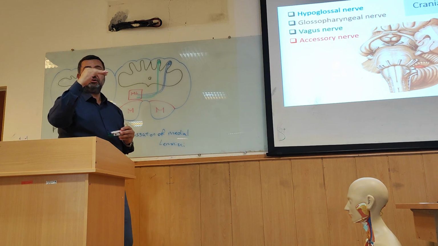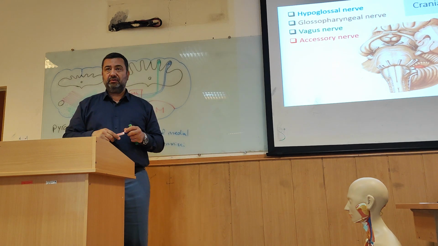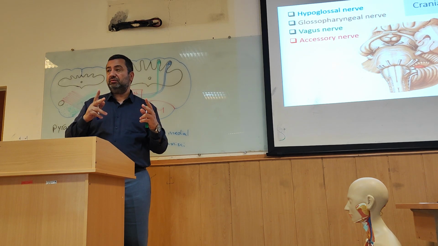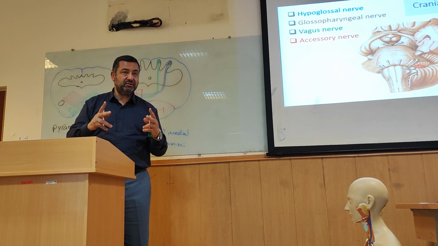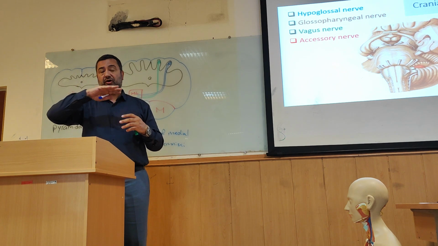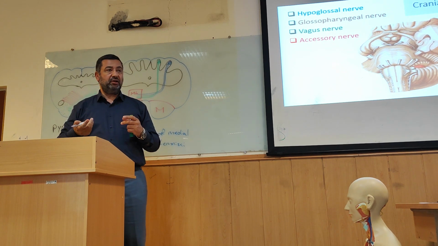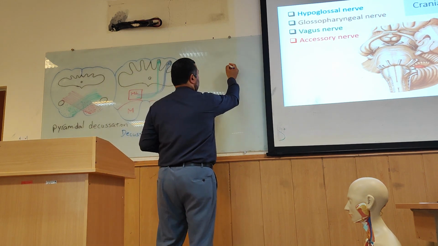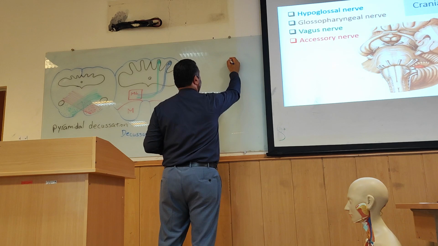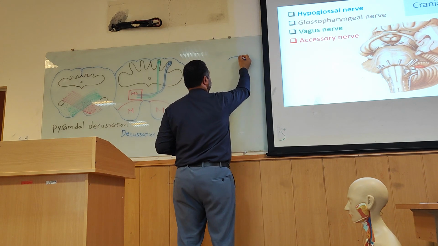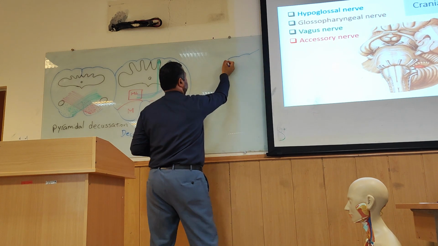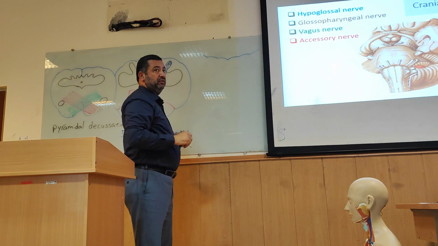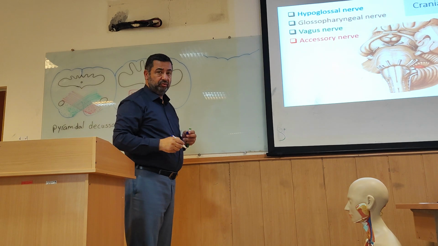On the superior part, on the open part, I can draw two cross sections: in the inferior part of the open part and superior part of the open part. Okay? The open part makes the floor of the fourth ventricle. Yeah? You know.